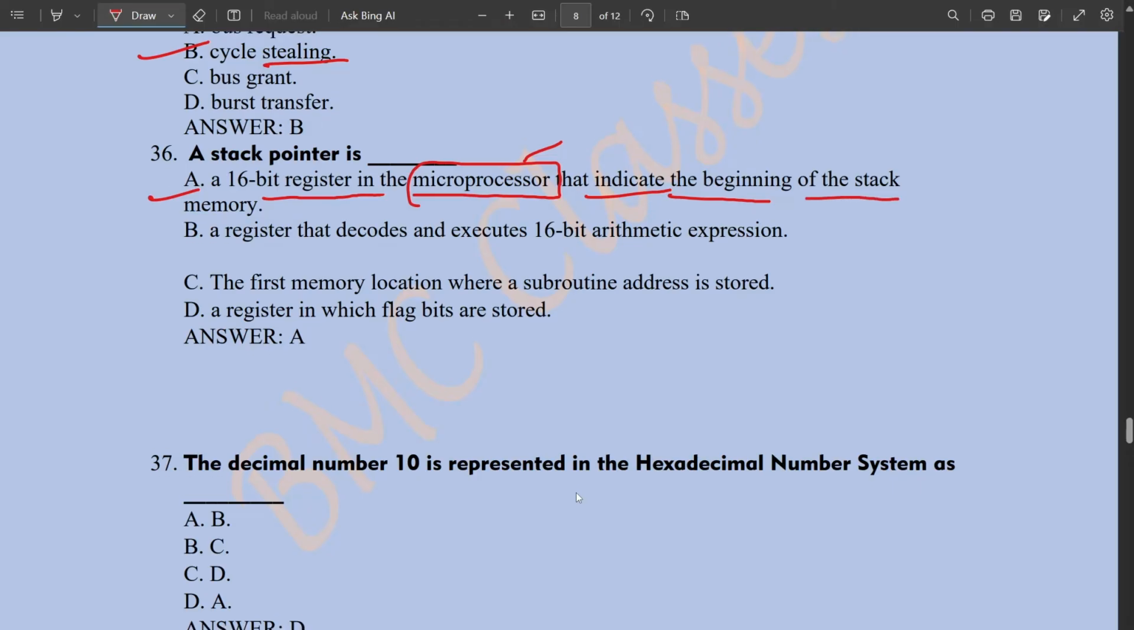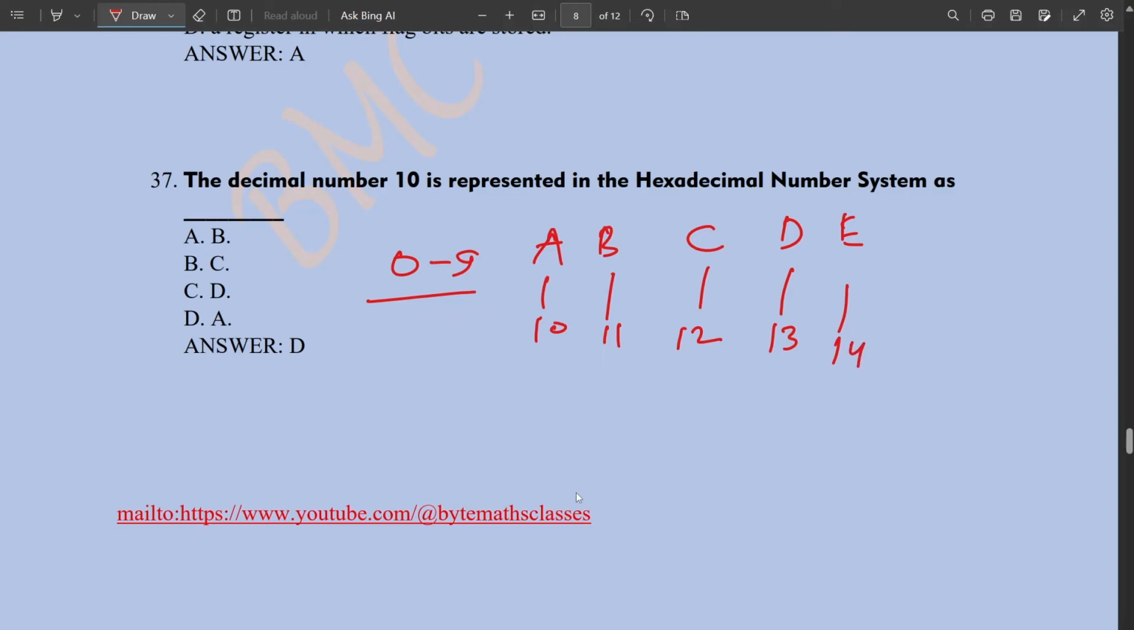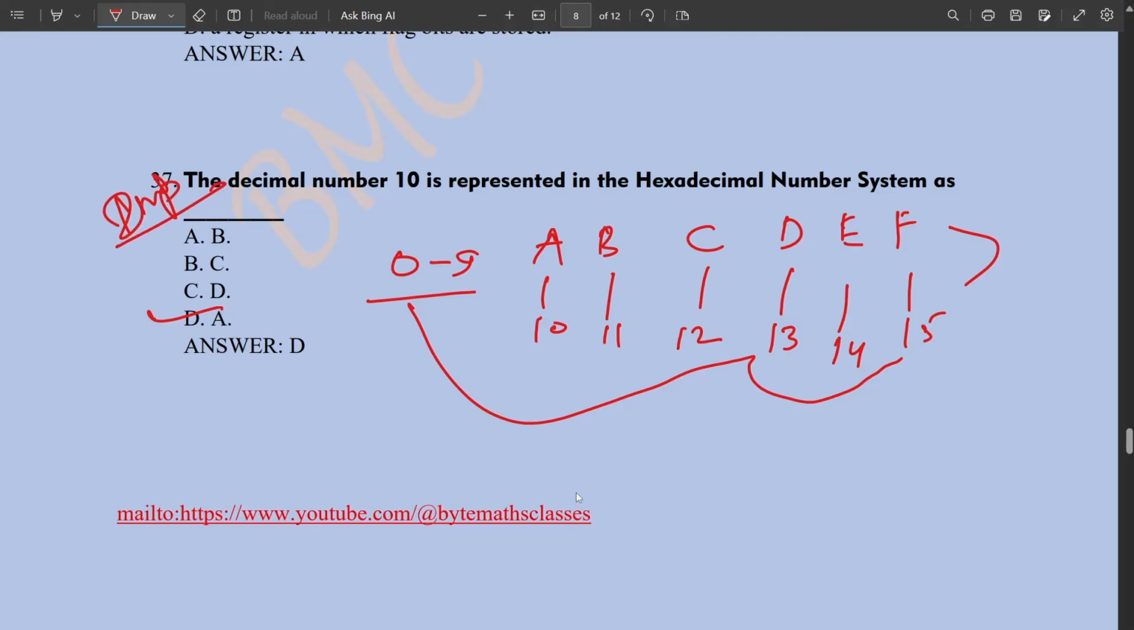Okay. Next, the decimal number 10 is represented in the hexadecimal number system as what? We all know 0 to 9. This represents like this, and then A is represented by 10, B is represented by 11, C is by 12, D is by 13, E is by 14, F by 15, and so on. So here it is not 16 because we have completed our 16 in hexadecimal. So the answer will be option number D, A. Okay, option number D is correct. It is an important question. Okay, note down.